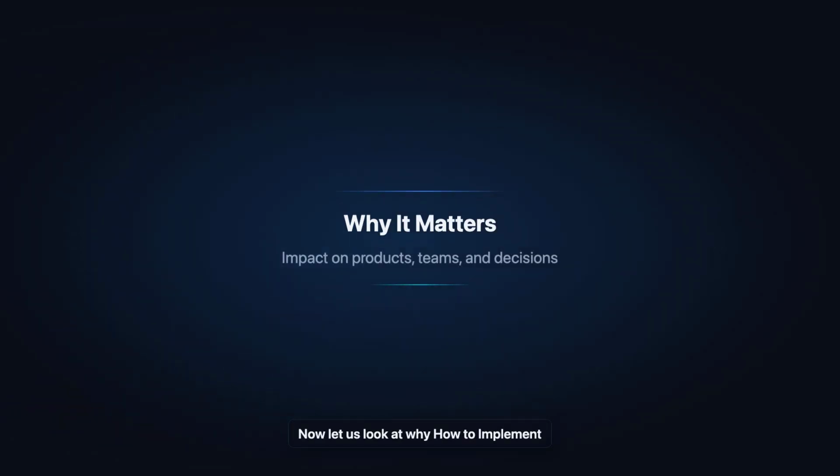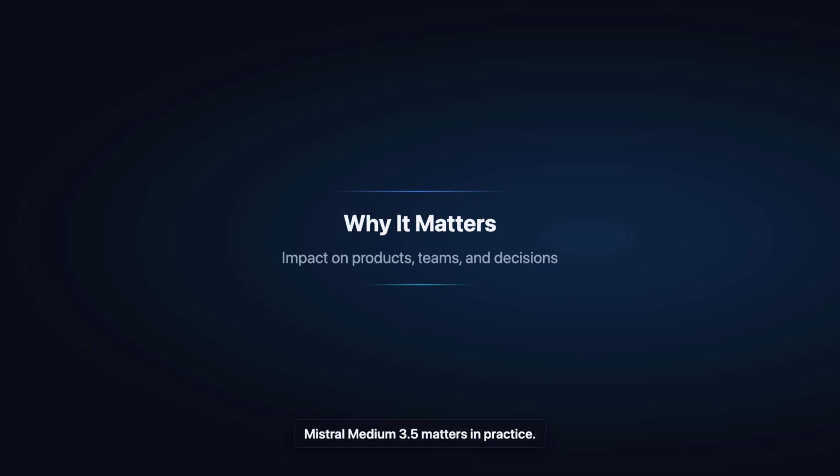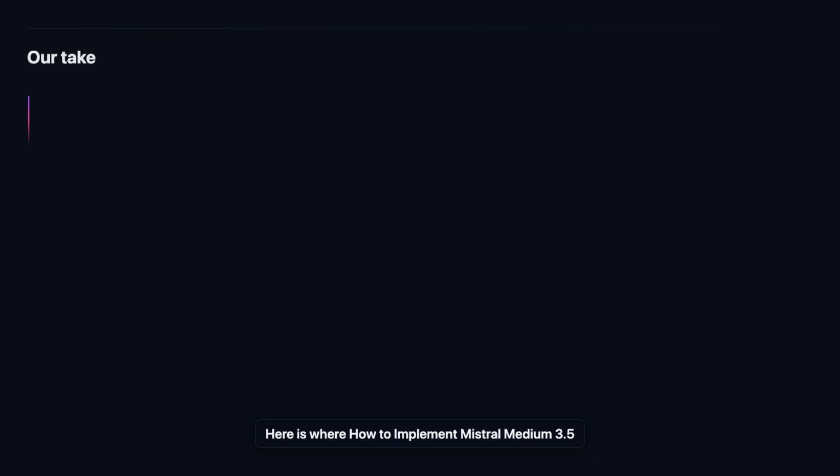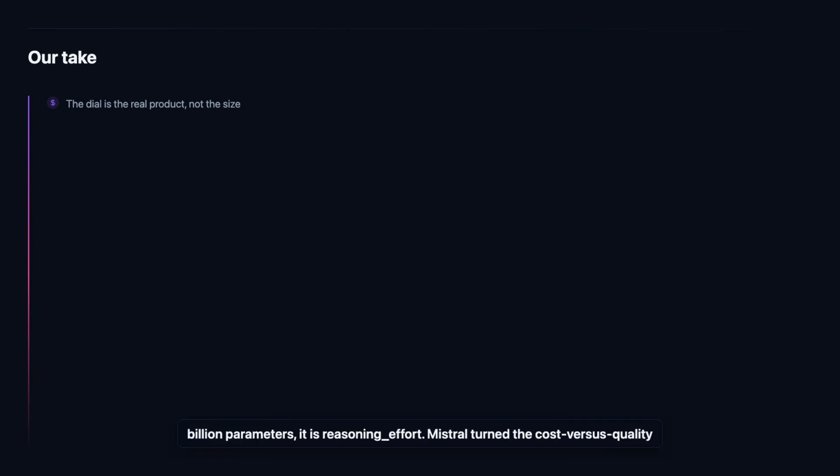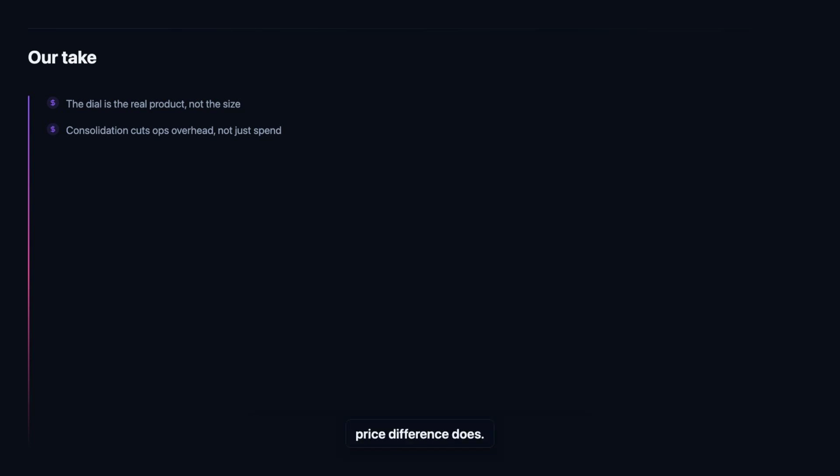Now let us look at how this matters in practice. Here is where it shows up in real products, teams, and decisions. Our take: the interesting move here is not 128 billion parameters, it is reasoning_effort. Mistral turned the cost versus quality trade-off into a runtime parameter, so one deployment serves both cheap chat and expensive agents without swapping models. Collapsing Devstral 2 and Magistral into one checkpoint matters most for ops teams. We maintain a single set of weights, one serving stack, and one upgrade path, which usually saves more engineering time than any per token price difference does.